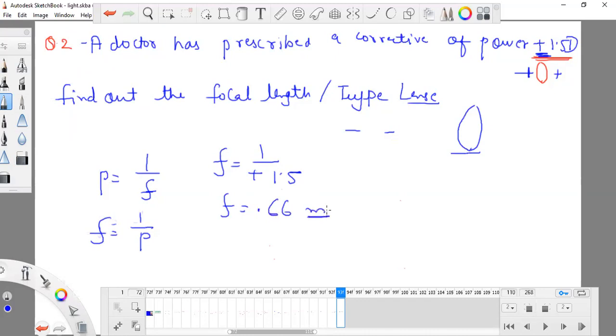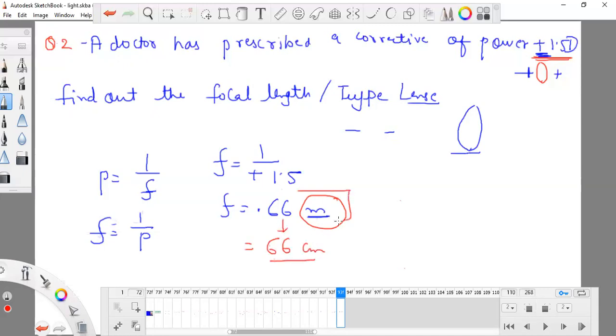I told you that whenever there is a relationship of power and focal length, you have to find the answer in meters. The answer will definitely come in meters. Remember this, you cannot change it. Now if you want to change it into centimeters, you can. It will be 66 centimeters. After that you can change it.